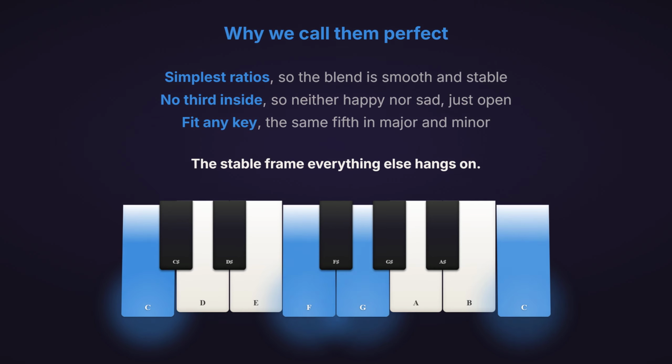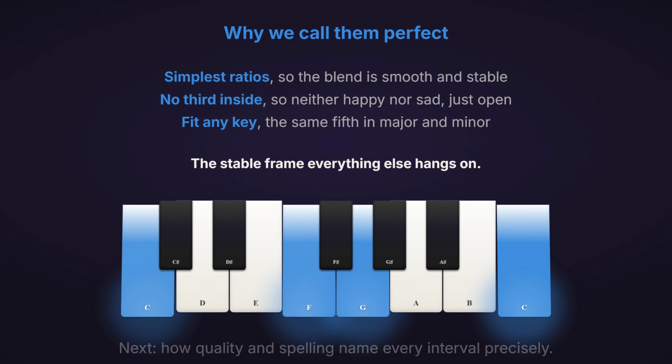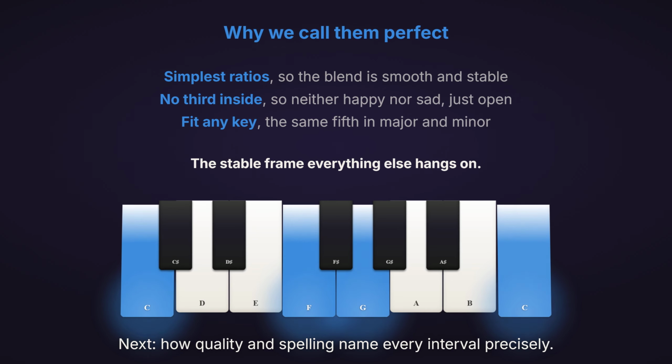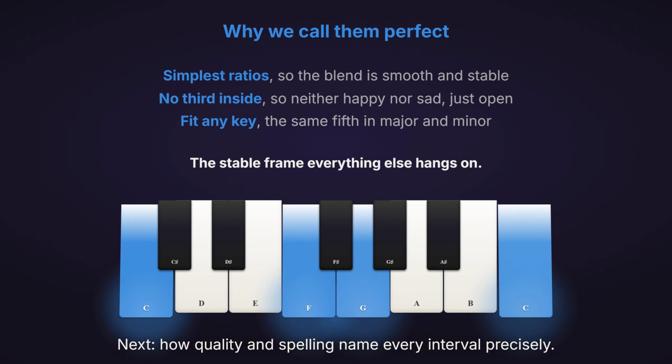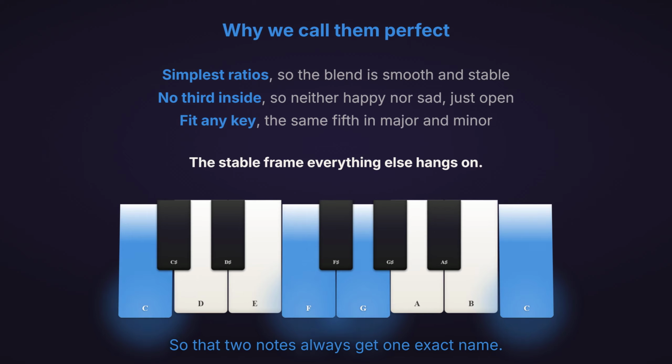From here the next step is the fine print, how quality and spelling name every interval precisely, major and minor, augmented and diminished, sharps and flats, so that any two notes you can find on the keyboard always get one exact, agreed name. That is where we go next.